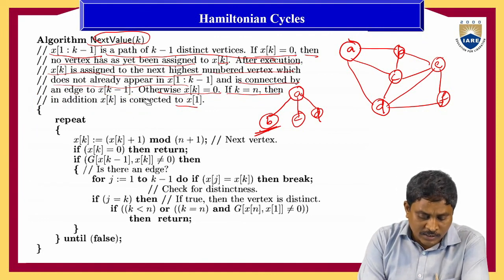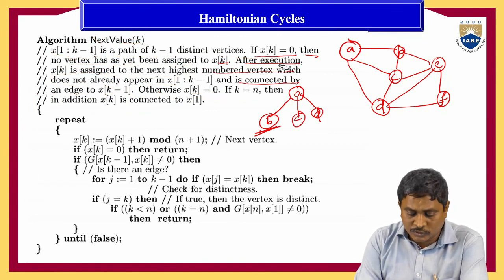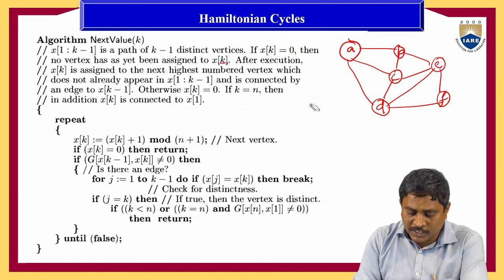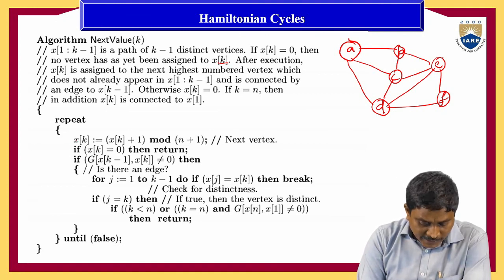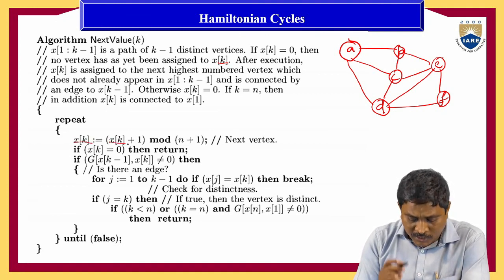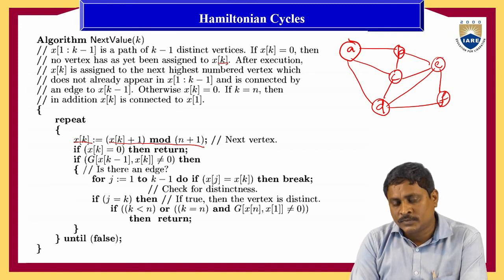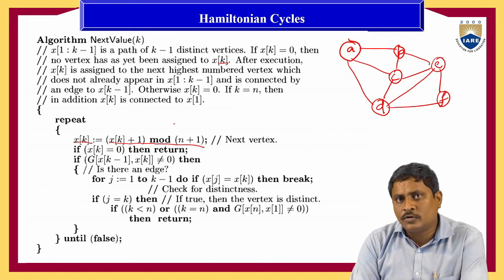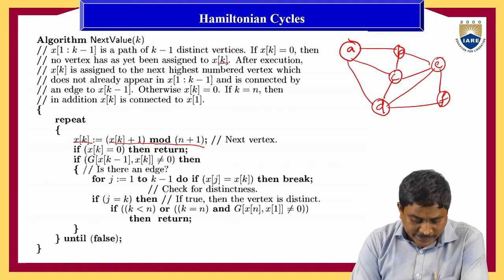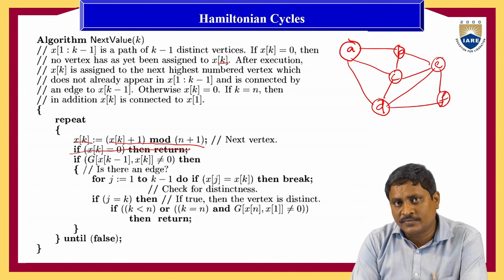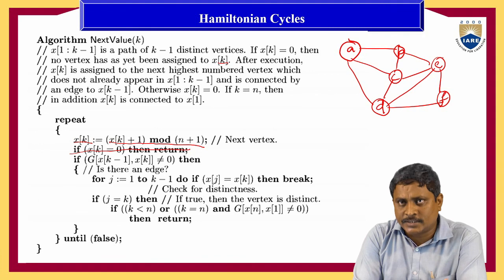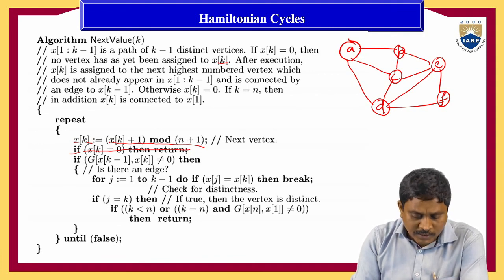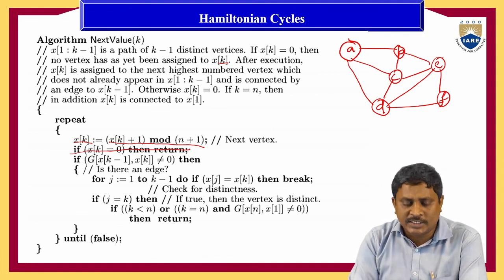Now here we see that first the repeat function is used to repeatedly find the next vertex of the current vertex. For that, x of k equals (x of k plus 1) mod (n plus 1). Using this mod value, we find the next vertex. Now if x of k equals 0, then return. X of k equal to 0 means no vertices are available after this vertex, so we return the vertices which we already visited.